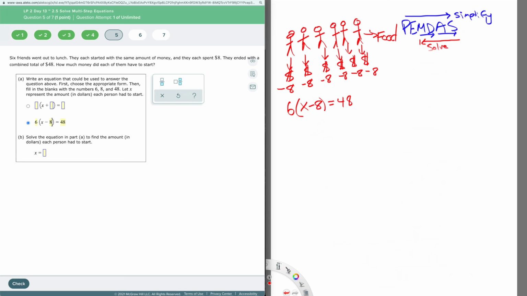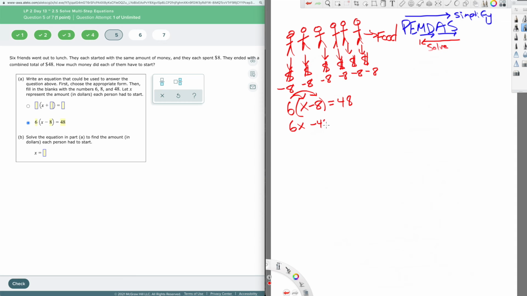Now solve the equation in part A to find the amount of money that each person had to start. So we're going to go through and start to simplify here. I know I've got my colors mixed up, but that's all right. 6x minus 48 equals 48. Interesting. Okay, so it looks like, and I can kind of see, they spent half of what they had left over. So that's interesting. Or half of what they started with.